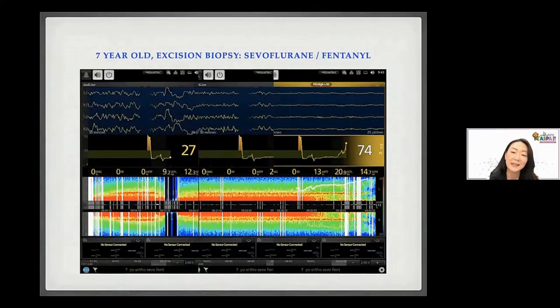So this is the entire spectrogram. I've just used different screenshots at different time points to illustrate that. And you can see that they're not obviously under the same depth. This is when the patient is too deep, when he goes into burst suppression. This is when he's too light. And this is when he's awake. Okay.